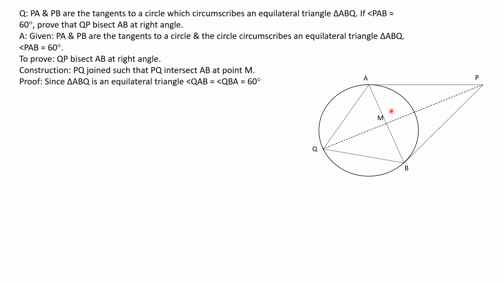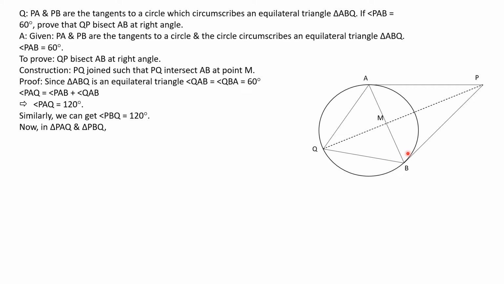Since ABQ is an equilateral triangle, we have angle QAB equals angle QBA, which is 60 degrees, because in an equilateral triangle all the angles equal 60 degrees. Now angle PAQ equals angle PAB plus angle QAB. Already it is given that this angle is 60 degrees, and because this is an equilateral triangle, angle A, angle Q and angle B are all 60 degrees. So this 60 plus this 60 is 120 degrees. Similarly, we can get angle PBQ equals 120 degrees.